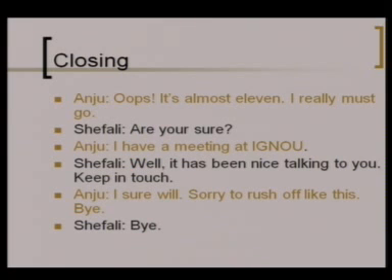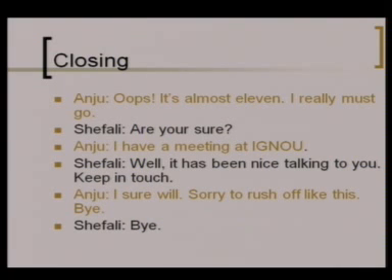This is closing. Now Anju and I have been talking for some time. Anju looks at her watch and she says, oops, it's almost 11. I really must go. And I say, are you sure? What does it mean? Are you sure means, are you sure that you have to go? Does it really mean that? No. What do I mean? Oh, I wish to talk to you for a little while. Can't you stay back? But Anju says, no, I have a meeting at IGNOU. Then I say, oh, well, it has been nice talking to you. Keep in touch.